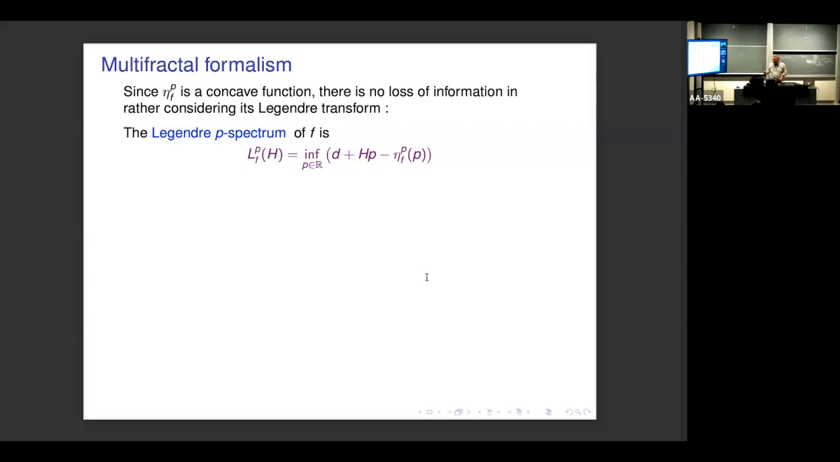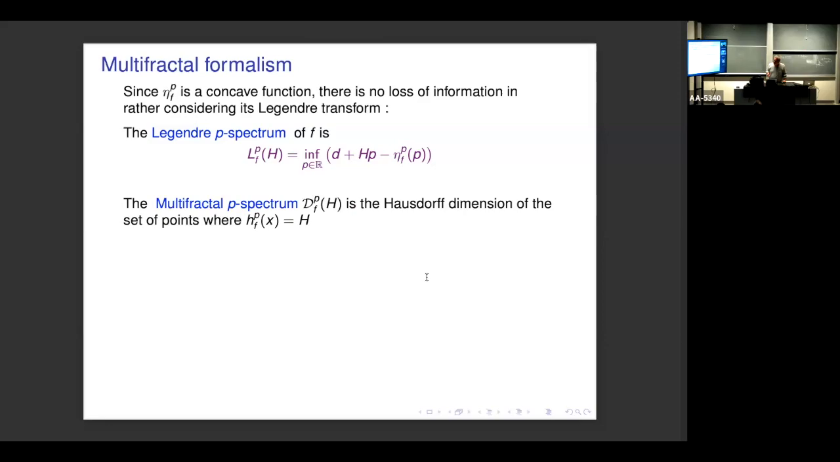Okay, so what we call the multifractal p spectrum is, as I just said, the Hausdorff dimension, to be precise. So if you're not used to Hausdorff dimension, think of fractal dimension, and it gives you the right picture of the set of points where the p exponent takes a given value. And what you can show is that you have a good estimation, in the sense that you always have an upper bound for the multifractal p spectrum in terms of this Legendre transform. So in general, it doesn't give you exactly the multifractal p spectrum, but there's a lot of literature on when there is equality in this upper bound.